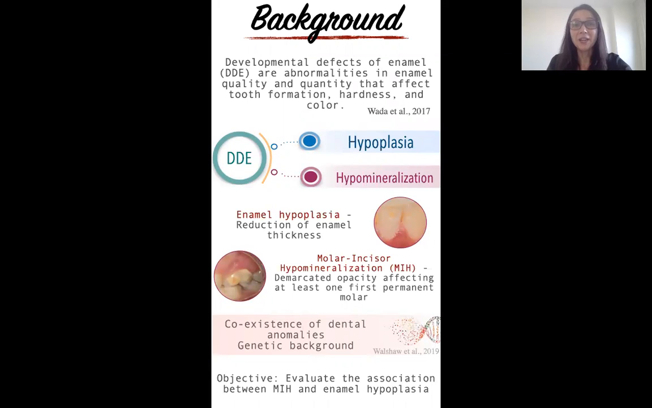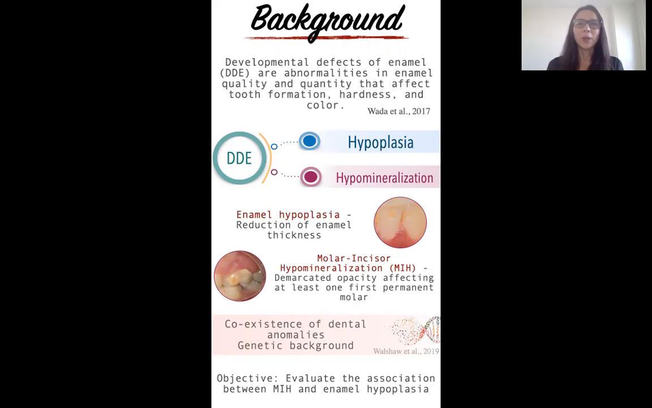Developmental defects of enamel are abnormalities in enamel quality or quantity that affect tooth formation, hardness, and color. Different kinds of enamel defects may occur depending on which stage of enamel development the ameloblast has affected. But basically, DDE can produce hypoplasia and hypomineralization defects. Enamel hypoplasia is a quantity enamel defect that causes a reduction in enamel thickness. Clinically, the borders are most regular and smooth.